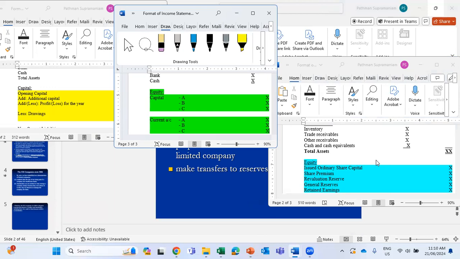I'll just explain: the yellow one has opening capital. The way we write it is different, isn't it? You have opening capital, additional capital, and then profit or loss, drawings. Xuan Li, how would you describe it? Any other difference? And then Shalin, I want to know your opinion first before I give you mine.